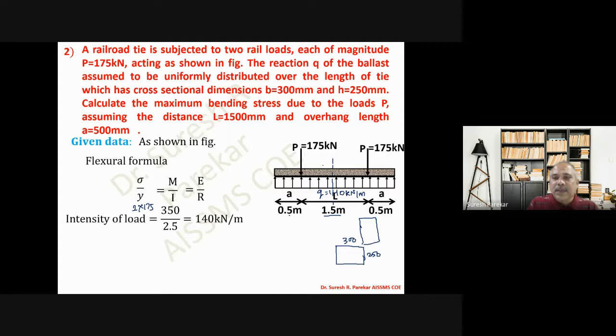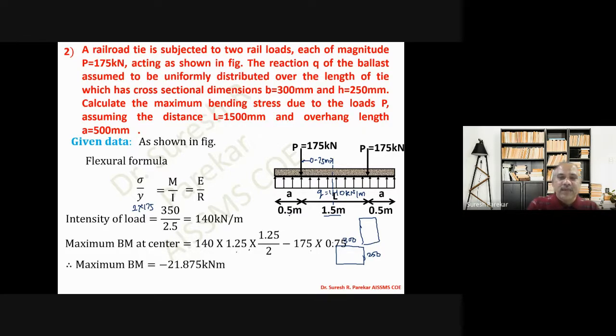And now we will take bending moment at center. So we have this distance as 0.75 meter. So UDL will be 0.75 plus 0.5. So this comes 1.25, and maximum bending moment at center is 140 into 1.25 into 1.25 by 2 minus 150 into 0.75, and we will get minus 21.875. Means we are going to have tension at top and compression at bottom, as we are getting it as minus.